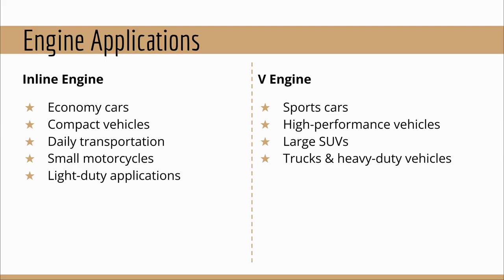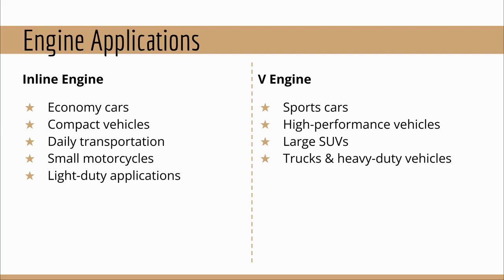Engine applications. Different types of engine designs serve different purposes. Inline engines are commonly used in economy cars and compact vehicles because they have a simple design and high fuel efficiency. No one wants to pay $100 every week to fill their gas tank. So this is ideal for daily driving. It's also commonly used for small motorcycles, in which the inline configuration can be a great fit due to their simple and lightweight design. Inline engines are mostly used for light duty due to the power limitation.